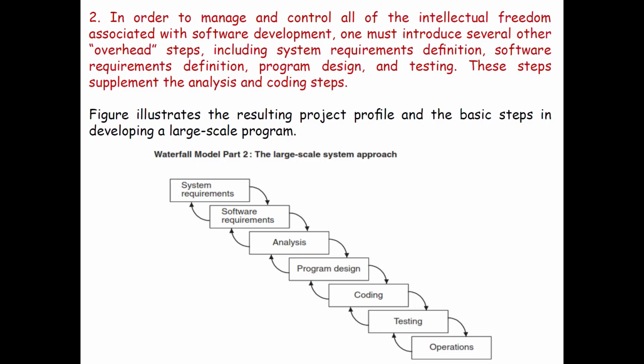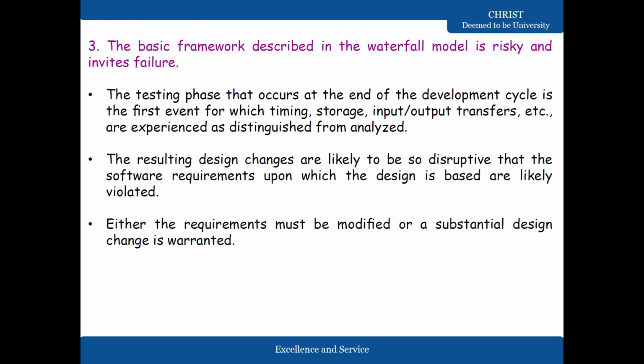So these steps supplement the analysis and coding steps, and this figure illustrates the resulting project profile and the basic steps in developing a large-scale program. So this is the diagram in which we have the system requirements, then comes software requirements, then comes analysis, program design, coding, testing, and operations. Okay? Now, the third point is that the basic framework described in the waterfall model is risky and invites failure.